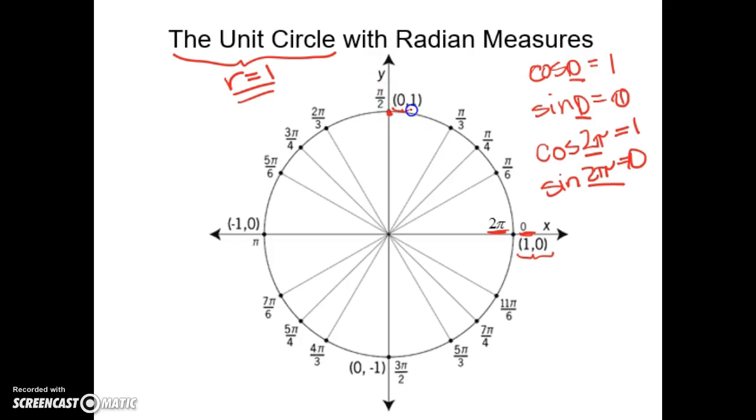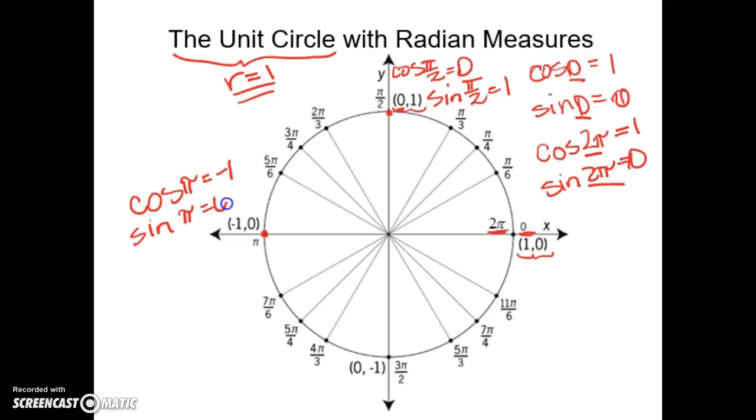We talked about this the other day, that's equivalent to 90 degrees. The coordinates of this point, 0, 1, tell us that the cosine of pi over 2 has to equal 0, because that's the x-coordinate of that point on the quadrantal angle, and the sine of pi over 2 must equal 1. We didn't talk about angle measures of pi. The coordinates of this point are negative 1, 0. So we know the cosine of pi is negative 1, and the sine of pi is 0.